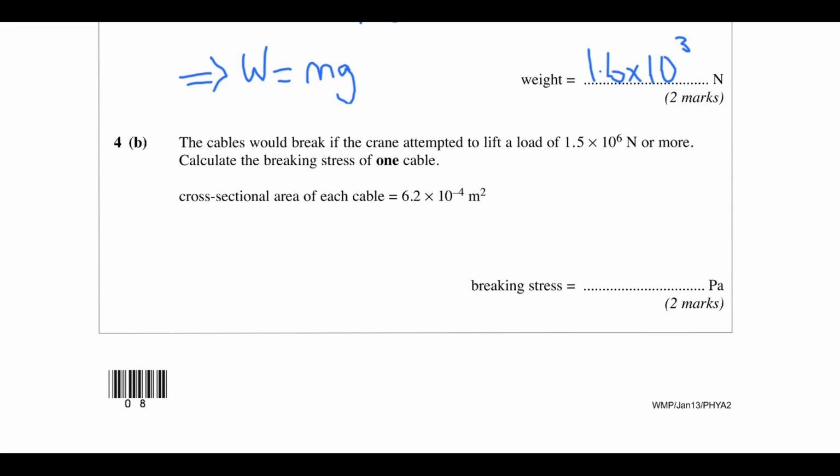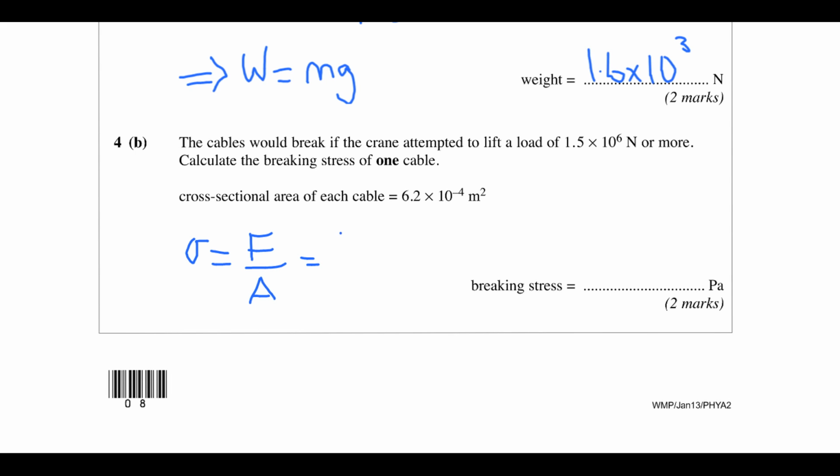The cables would break if the crane attempted to lift a load of 1.5 times 10 to the 6 or more. Calculate the breaking stress of one cable, and we've got its cross-sectional area. So the first thing is, told you in the question, there are 2 cables, so the load's going to be shared between the 2 first off. So stress is the load divided by area.